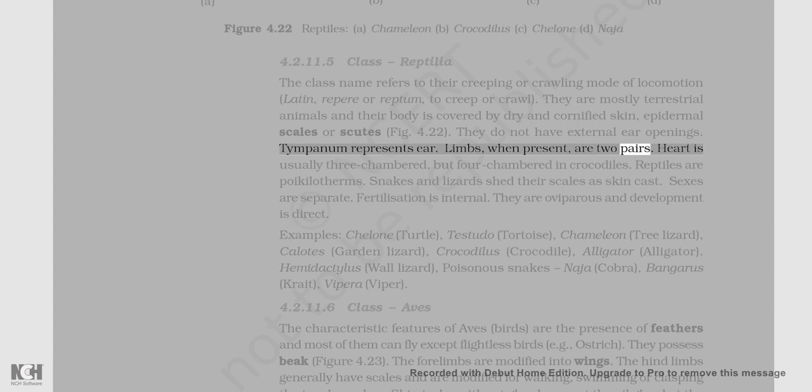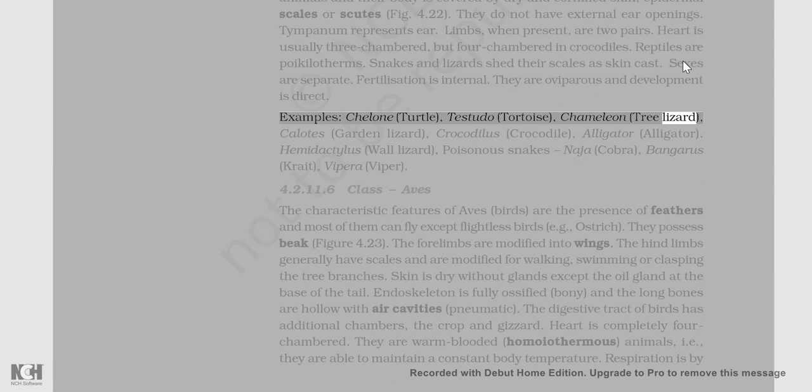Heart is usually three-chambered, but four-chambered in crocodiles. Reptiles are poikilotherms. Snakes and lizards shed their scales as skin cast. Sexes are separate. Fertilization is internal. They are oviparous and development is direct. Examples: Chelone, turtle, Testudo, tortoise, Chameleon, tree lizard, Calotes, garden lizard, Crocodilus, crocodile, Alligator, alligator, Hemidactylus, wall lizard, poisonous snakes, Naja, cobra, Bangarus, krait, Vipera, viper.